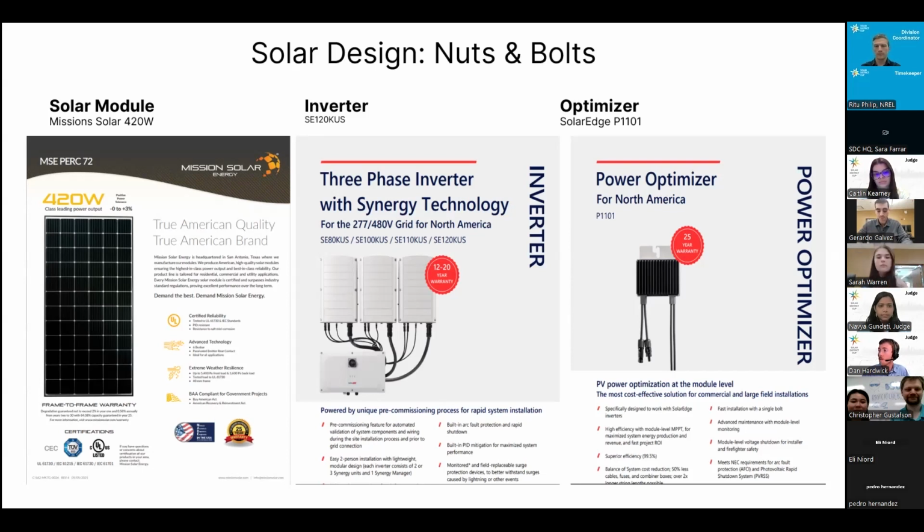Solar Edge SE 120K. We have a total of 28 inverters, USA made, warranty of 12 to 20 years respectively, rapid shutdown compliant, built-in arc protection. Also, we need optimizers for the Solar Edge to be rapid shutdown compliant. Total of 5,127 DC to DC optimizers, also USA made, warranty of 25 years.